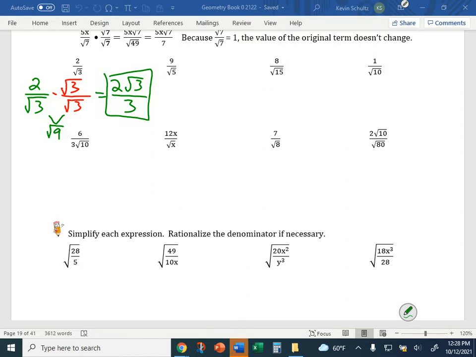But Schultz, you've got an irrational number in the numerator. We don't care about that. Okay? We don't care about that. It matters that you have a rational value in the denominator.